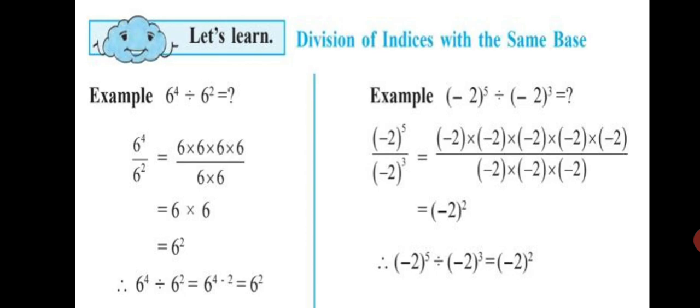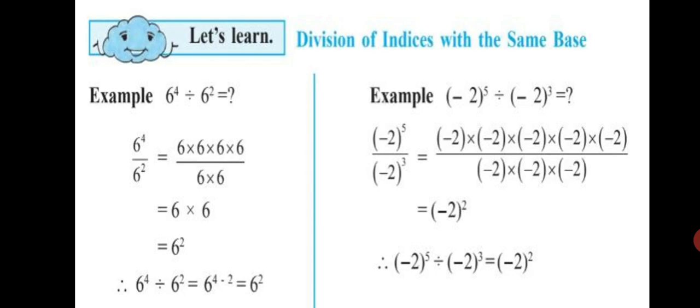So what rule have we applied here? That when you are dividing the indices with the same base, keep the base as it is in the answer and subtract the index. The first index minus the second index. So let's have a look at the second example.